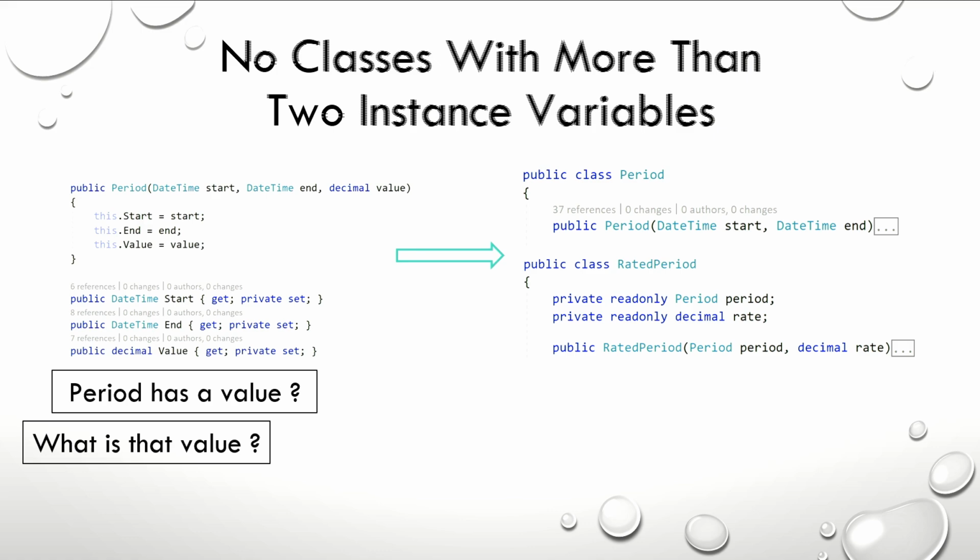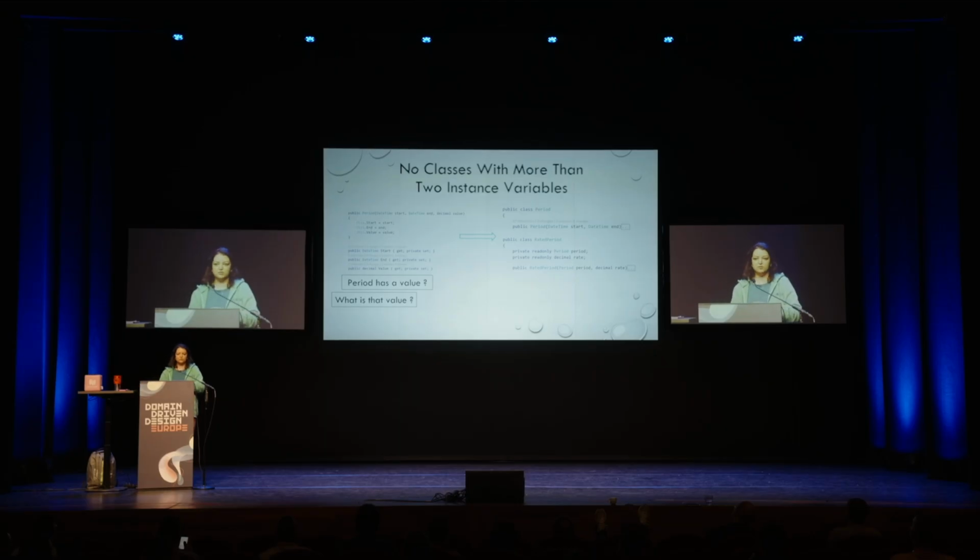So it would be better to separate the 2 concepts: the period, which is just the start date and the end date, and the rated period, which has the rate instead of just the value. And perhaps also apply rule number 3, wrap primitives and strings, to really create the value object rate. Another example is the payoff. So here we have 5 fields.